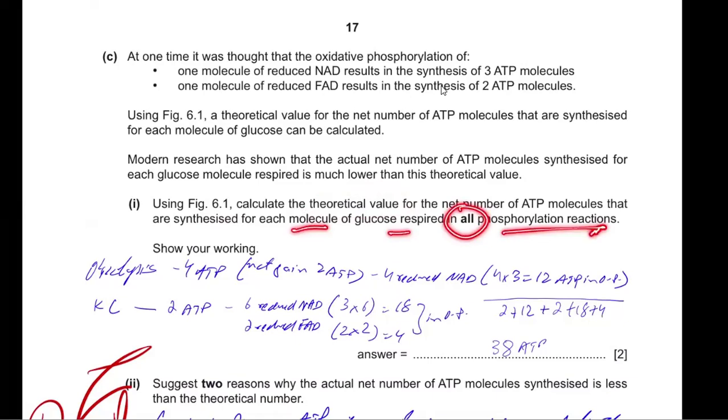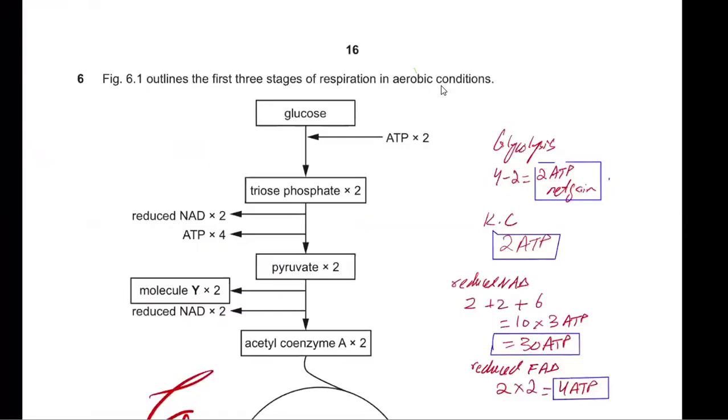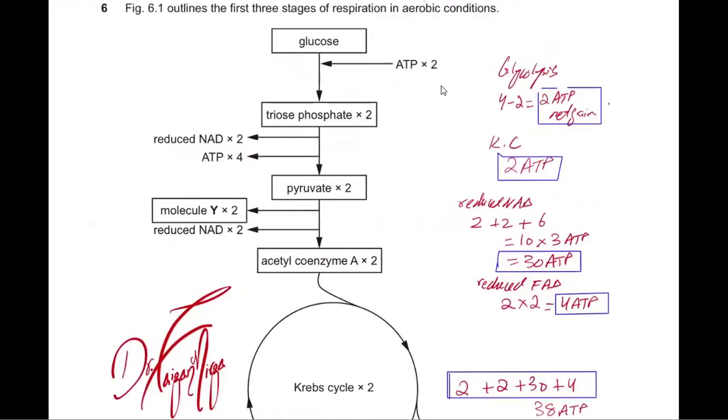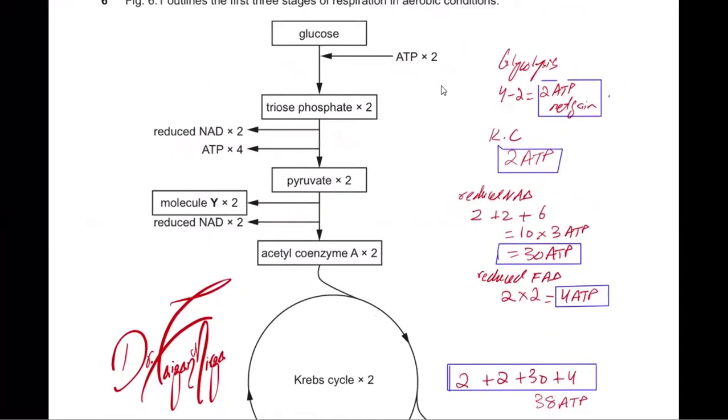So the wording is very important here. We need to take into consideration all phosphorylation reactions for each molecule of glucose. Let's go back. In glycolysis, two ATPs are used first and there's a gain of four ATPs. So four ATPs are produced and two ATPs are used up, so the net gain is two ATP from glycolysis. In the link reaction, only reduced NADs are produced, but ATP is not produced there. Let's move to the Krebs cycle.